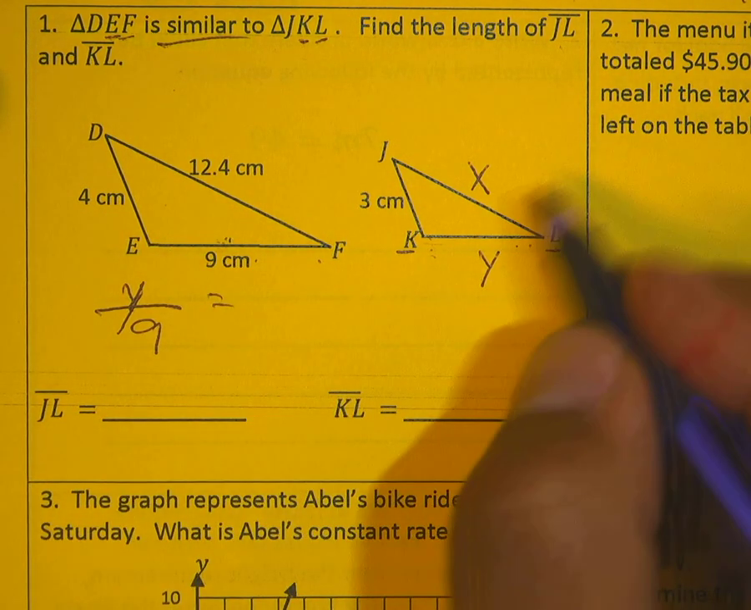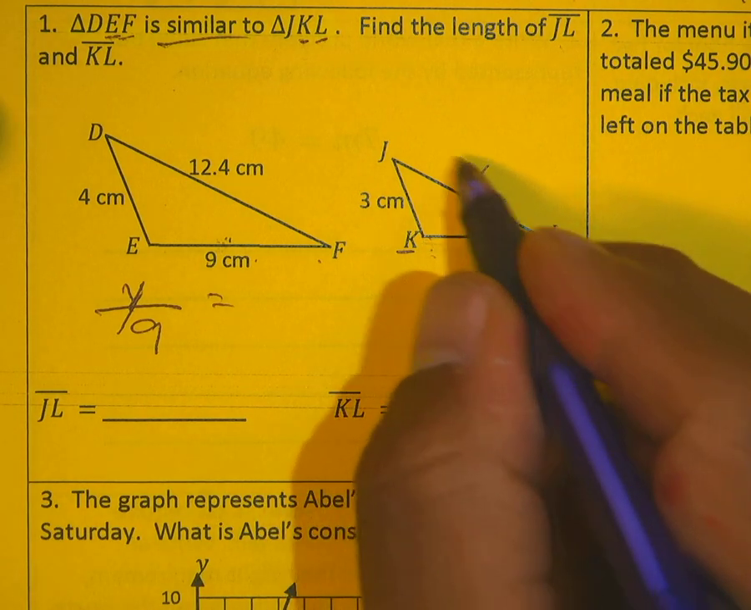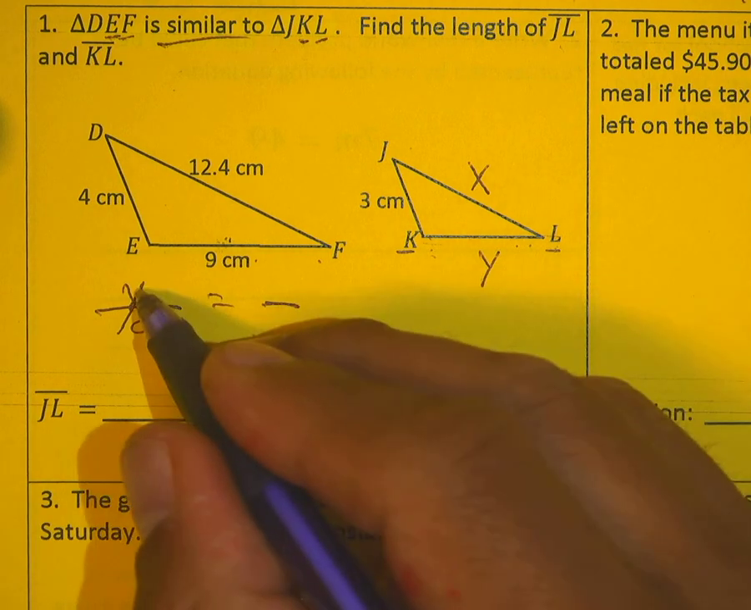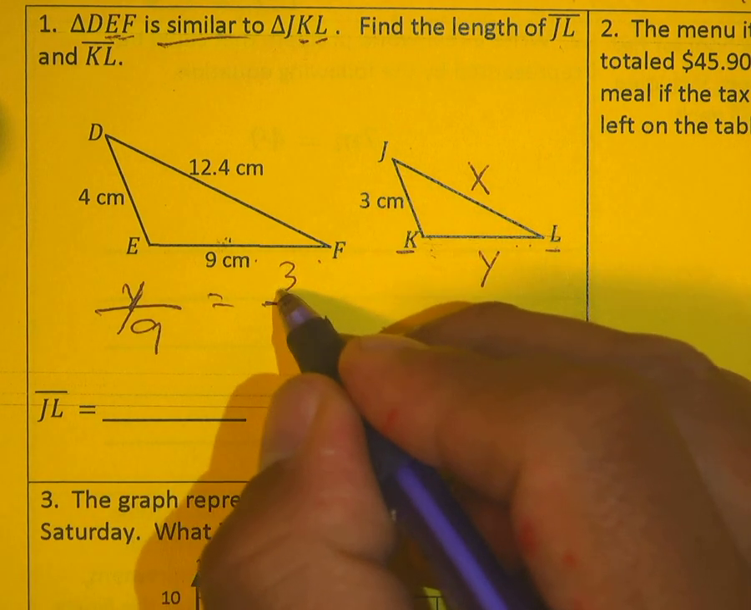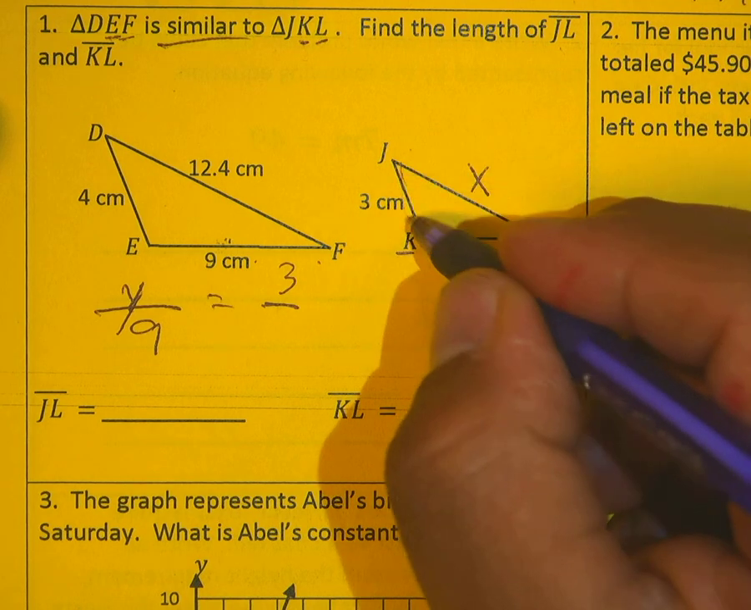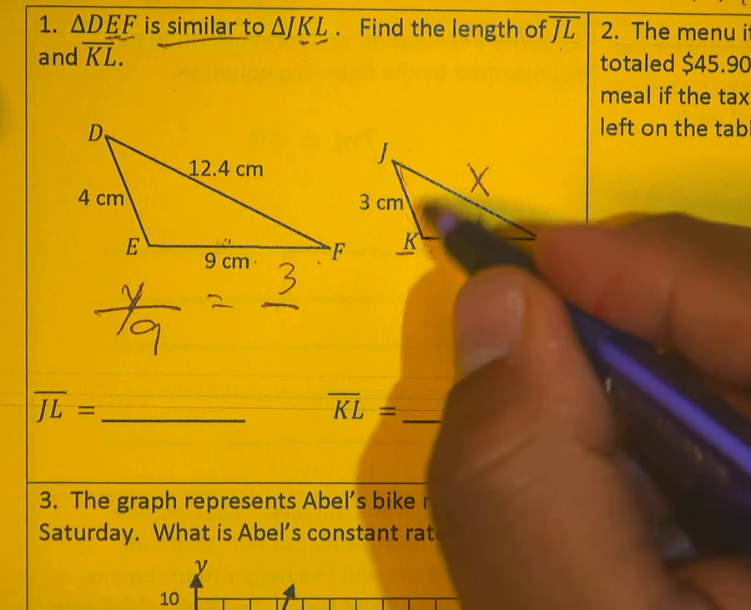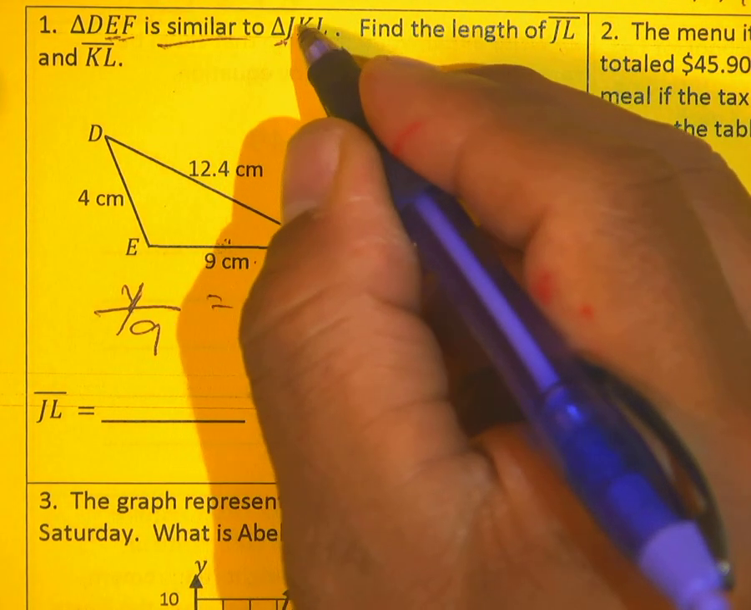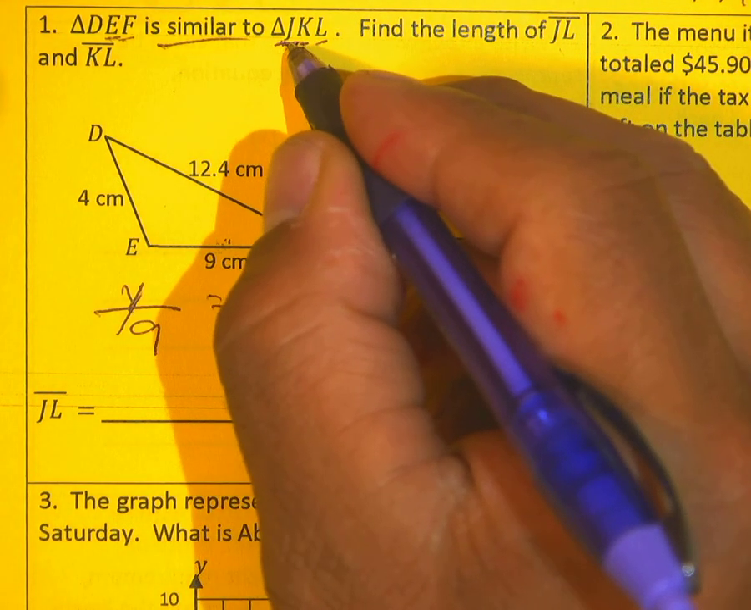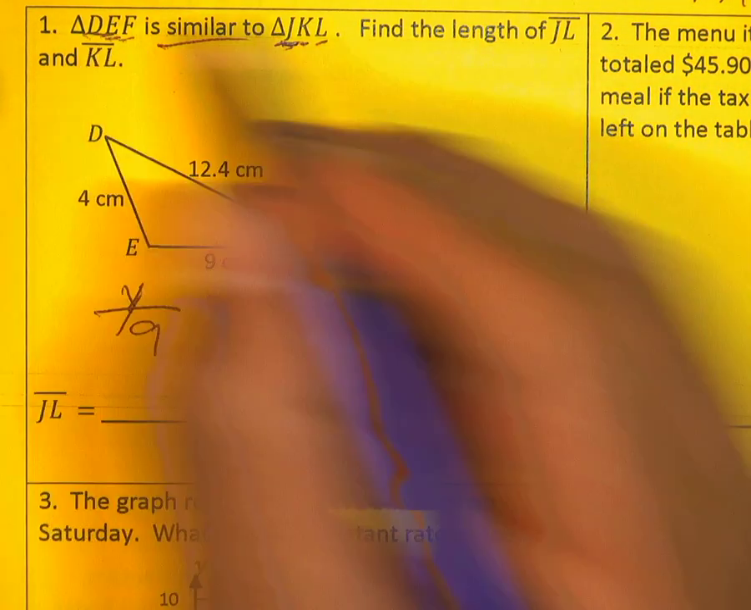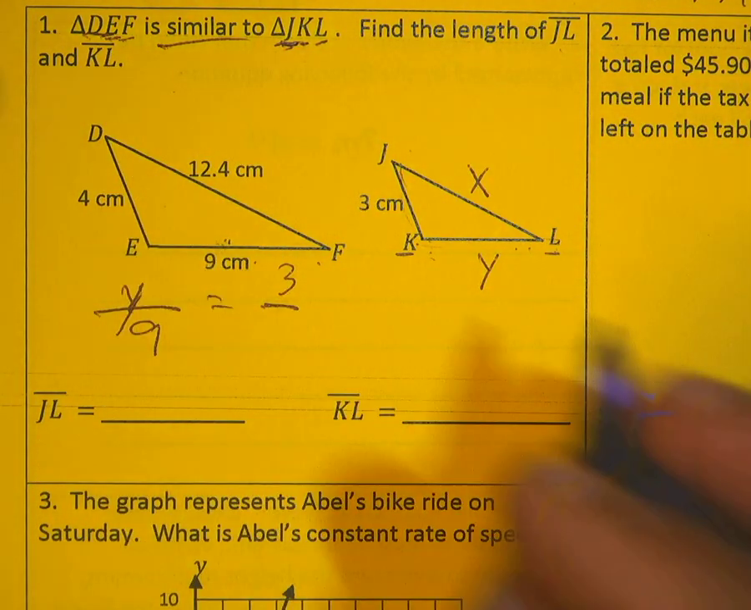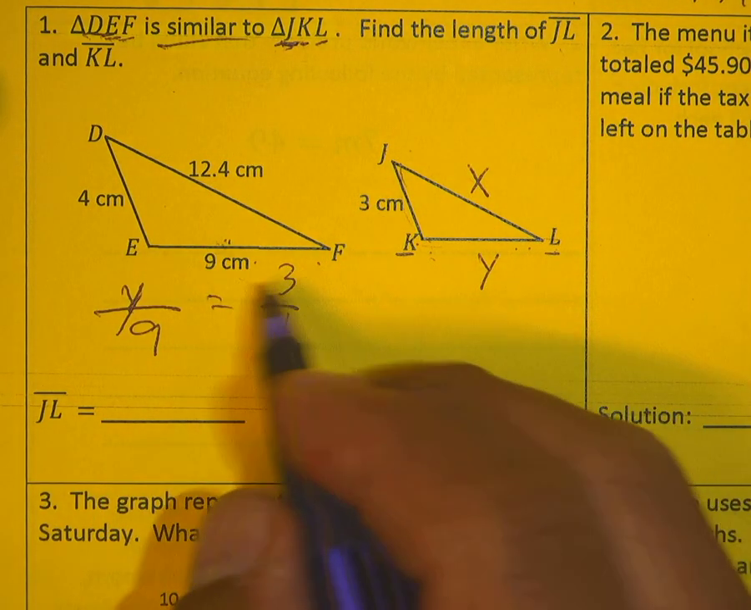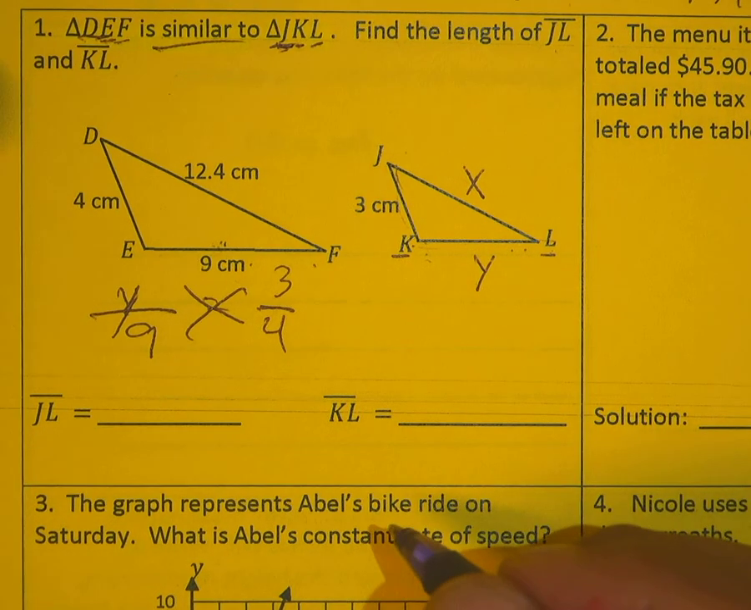Now since I started with Y with this triangle, I'm going to start over here with the 3 on my other fraction. 3 corresponds to who over here? Well, JK is my first and second letter, so my first and second over here is DE. So DE corresponds to the 4. The 3 corresponds to the 4. And now you have your proportion in your two fractions. Cross multiply and divide.